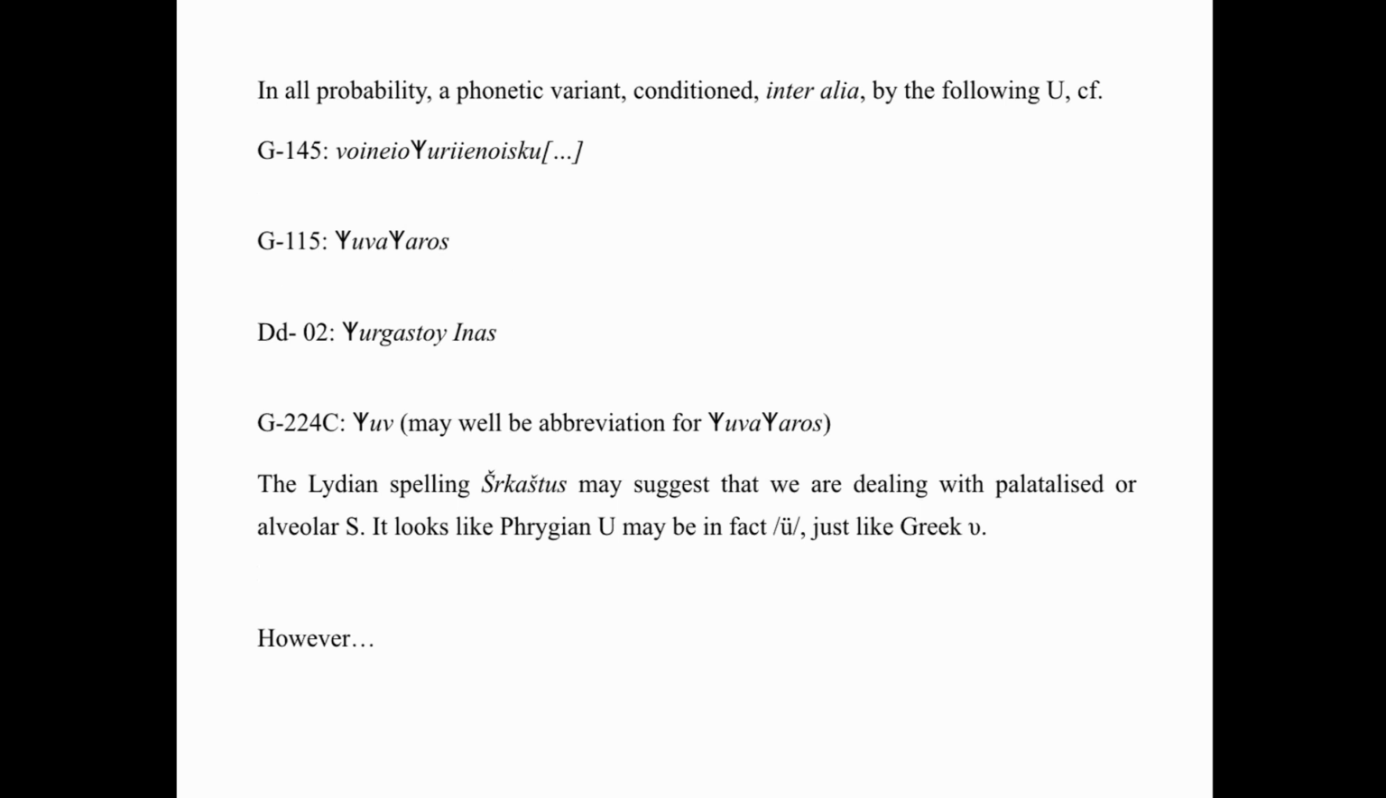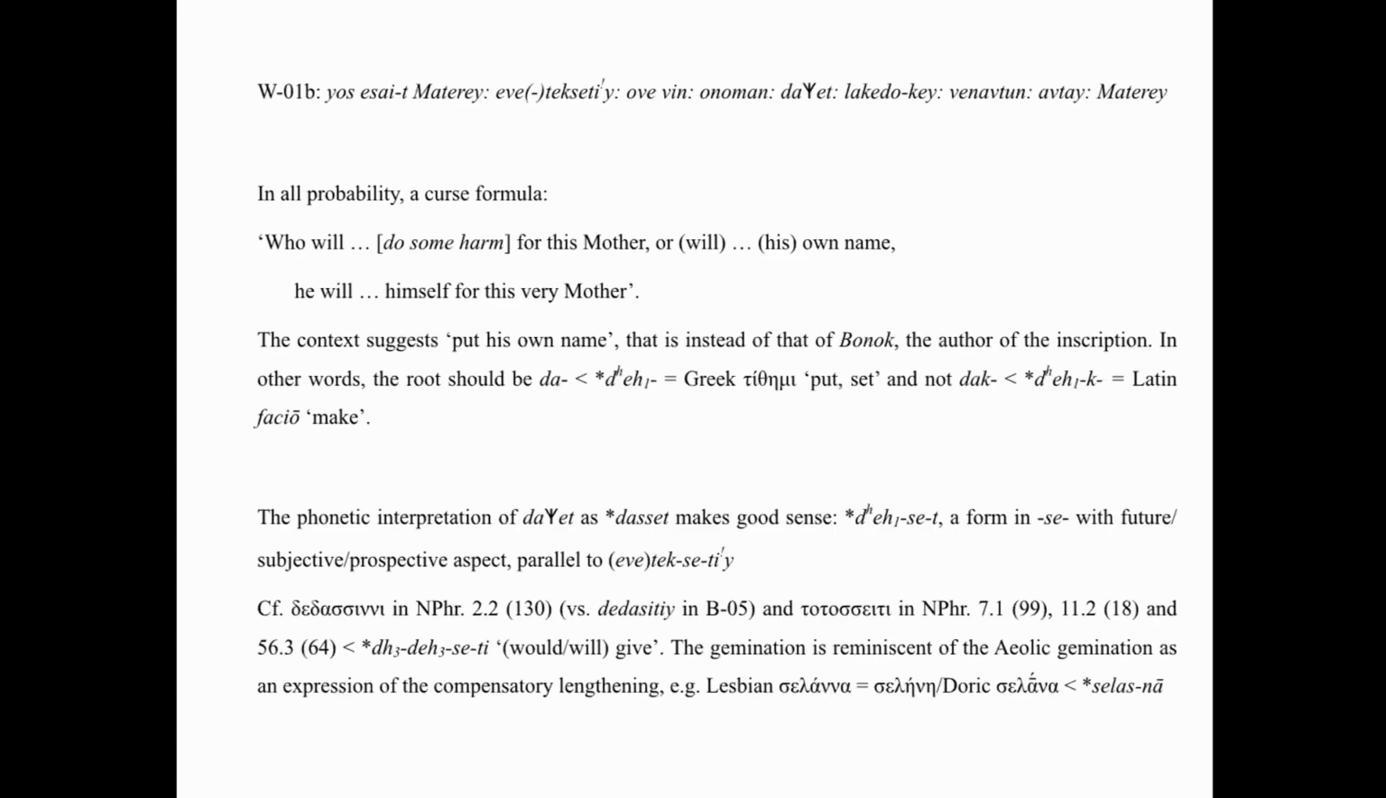The first observation one can make is that it's especially frequently attested in the position before u, which suggests that we might be dealing with a phonetic variant of the sibilant conditioned by the following u sign. Given the Lydian spelling, we might assume that it can be a sort of alveolar sound or palatal sound. And this would mean that Phrygian U may in fact be U, as in Greek.